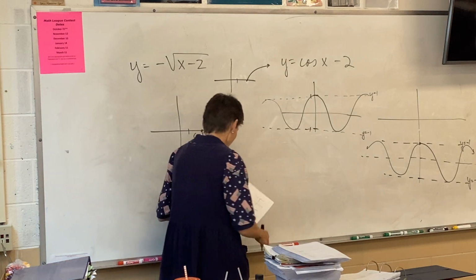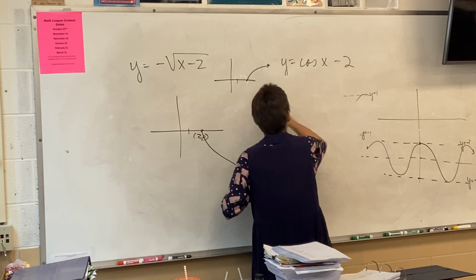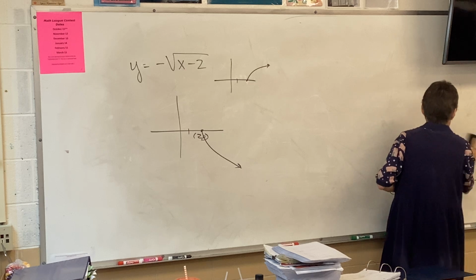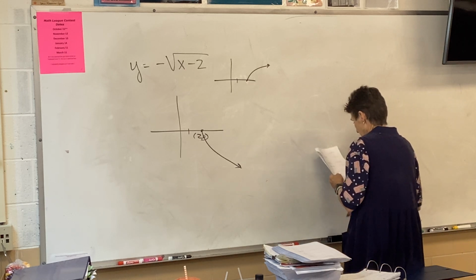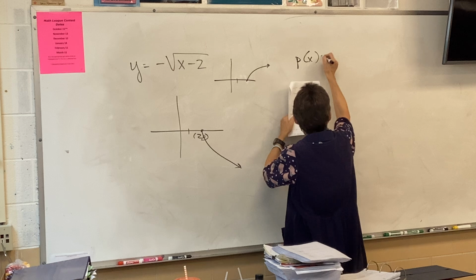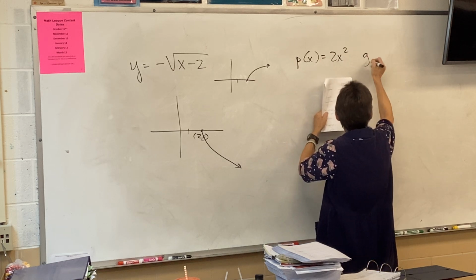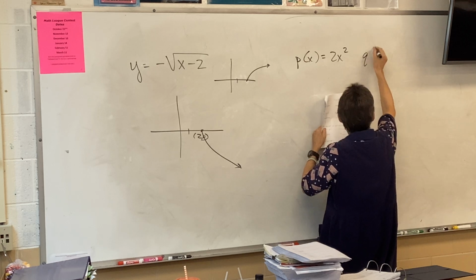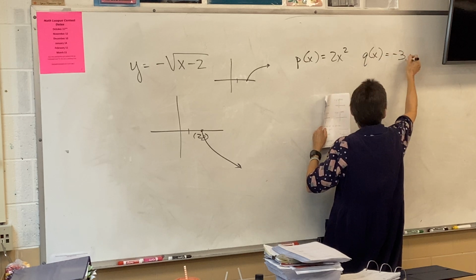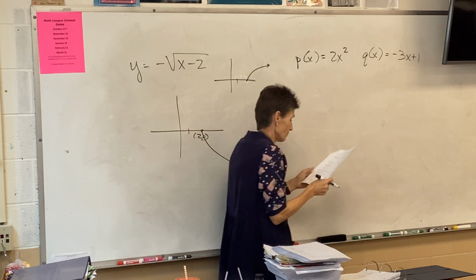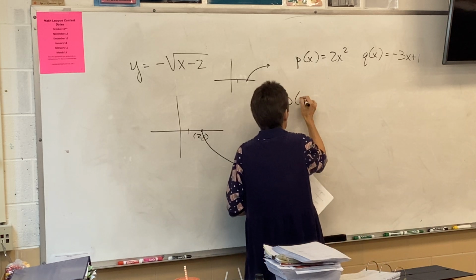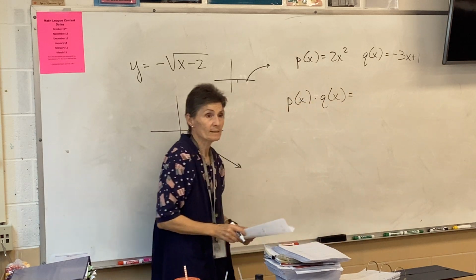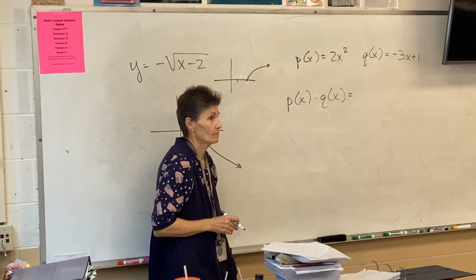All right, here we go. Now we have our functions to deal with. So we've got 2x squared and oops, cube of x. Is -3x plus 1. All right, what does this mean? What am I supposed to be doing here?